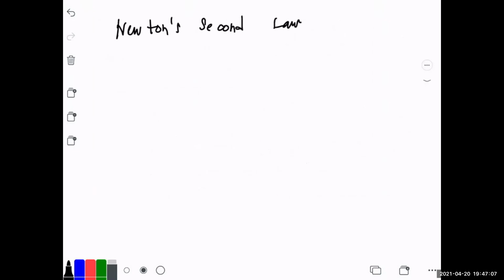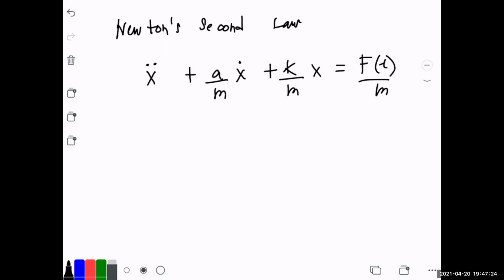Okay, so Newton's second law will have this form: x double dot plus a over m x dot plus k over m x equals f of t over m, where f is force, m is mass, and a is acceleration. So what we know from our problem is that it's free undamped motion, since there is no externally applied force on the mass.